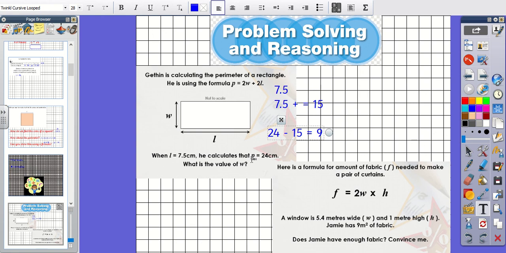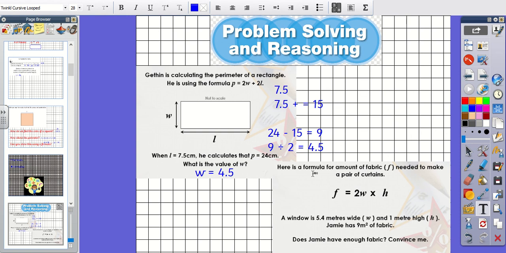Now, W is not 9 because we have got two W's. So we need to do 9 divided by 2, which would give me 4.5. So W equals 4.5. So some working out there, but not too bad. We've got some decimal points there, but we should all be able to work that out absolutely fine.